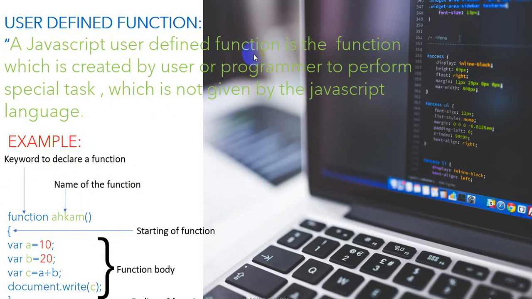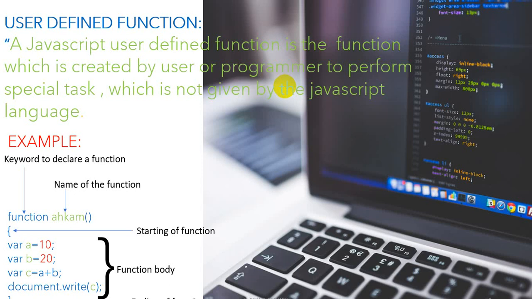A JavaScript user defined function is the function which is created by the user. User means the person who is using that particular language. You are using JavaScript, so you are the user. I am using JavaScript, so I am the user, or you can say application programmer or software engineer. These are some synonyms for the same word, user or programmer. So again I am going to read: a JavaScript user defined function is the function which is created by the user or programmer to perform special tasks. So the special task is performed by using the function. Every function has its own special work.